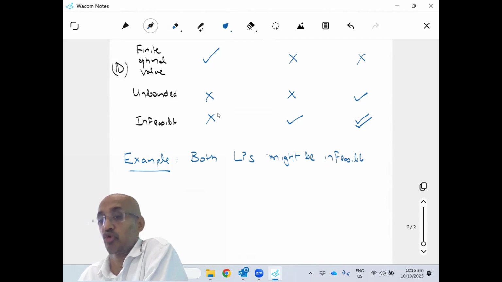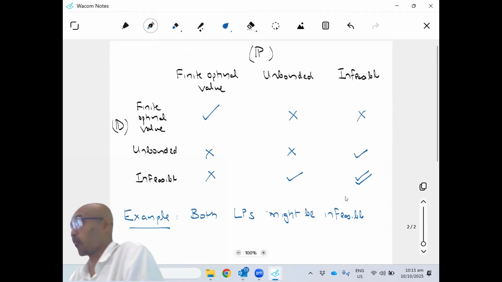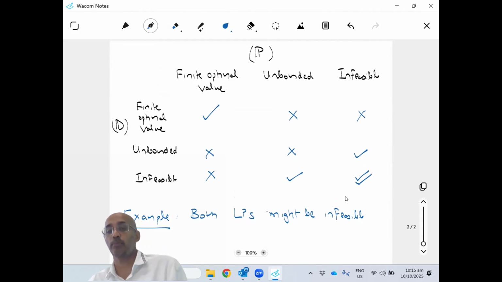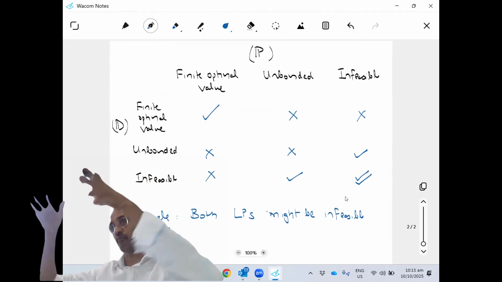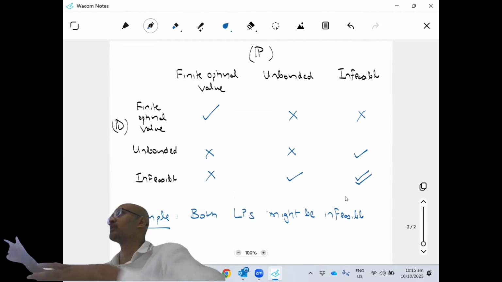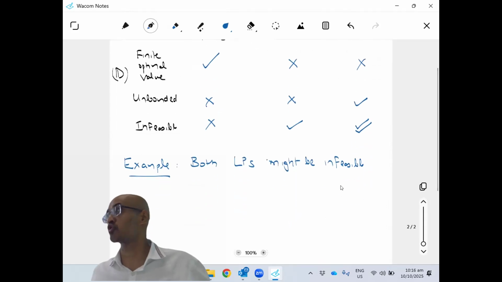So it might be that one LP is infeasible and the other is unbounded, or both are infeasible. This is why yesterday I told you when you say a linear program is unbounded, it implies infeasibility, but the reverse need not be true. It doesn't mean that if a primal is infeasible, the dual has to be unbounded. The dual could be unbounded or infeasible. That's why I didn't state the reverse implication yesterday, because it's not true.